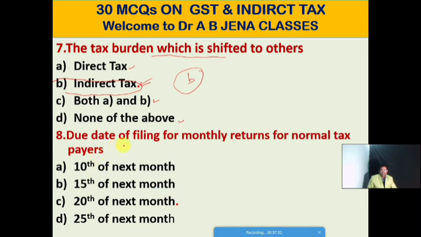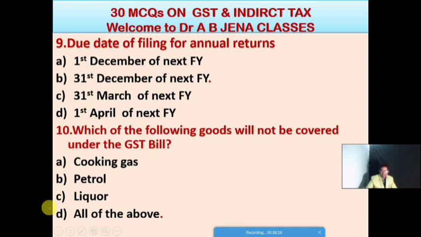Next MCQ. Due date of filing the monthly returns for a normal taxpayer: option A, 10th of next month; option B, 15th of next month; option C, 20th of next month; option D, 25th of next month. Option C is the right answer. The due date of filing monthly returns for the normal taxpayer is the 20th of next month. Dear friends, next MCQ.